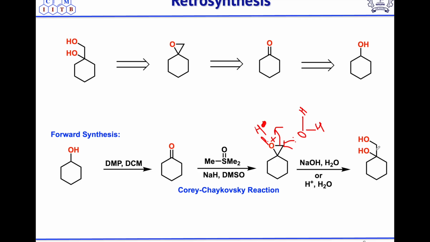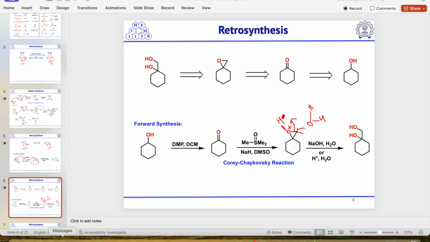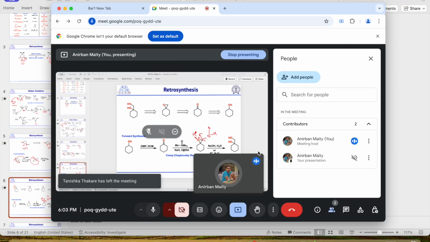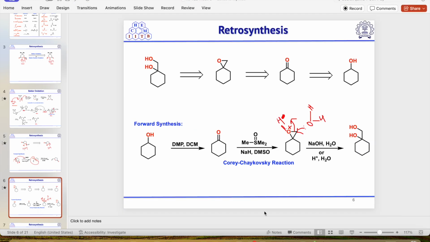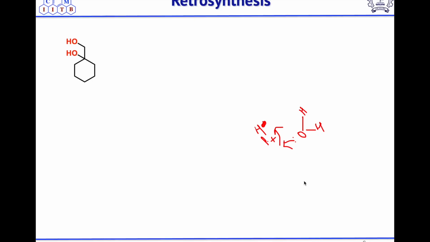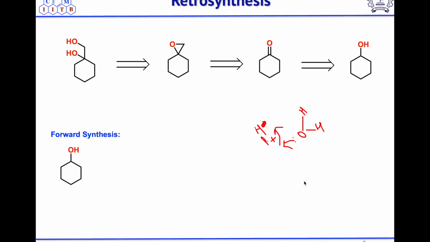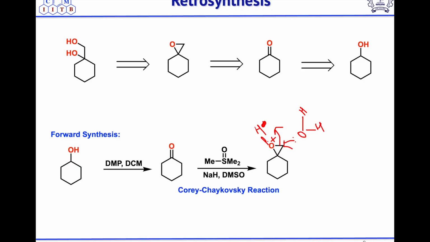So you can see how we can get the diol from the epoxide, and how we can get the epoxide from a ketone under Corey-Chaykovsky conditions. So a very interesting example. Coming to the next problem.